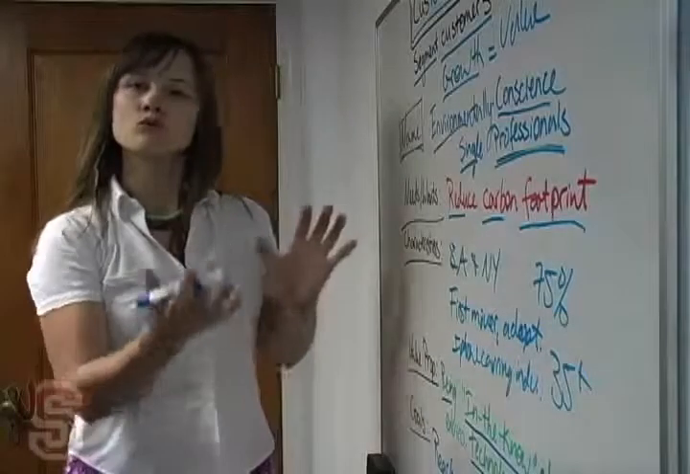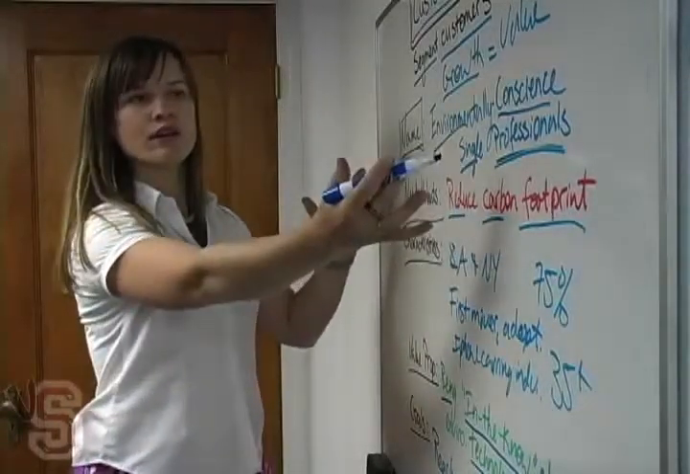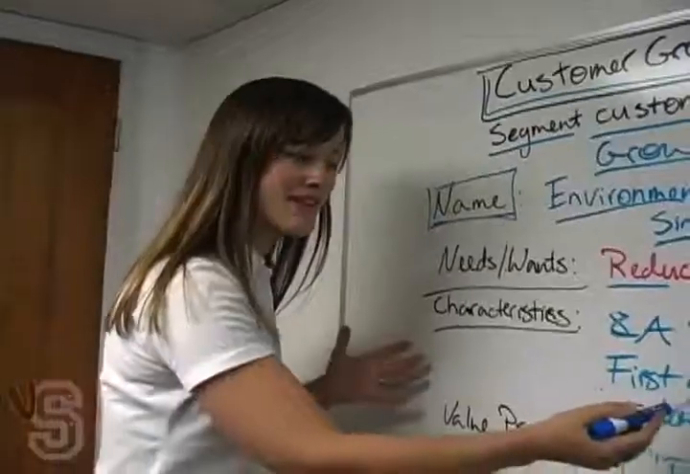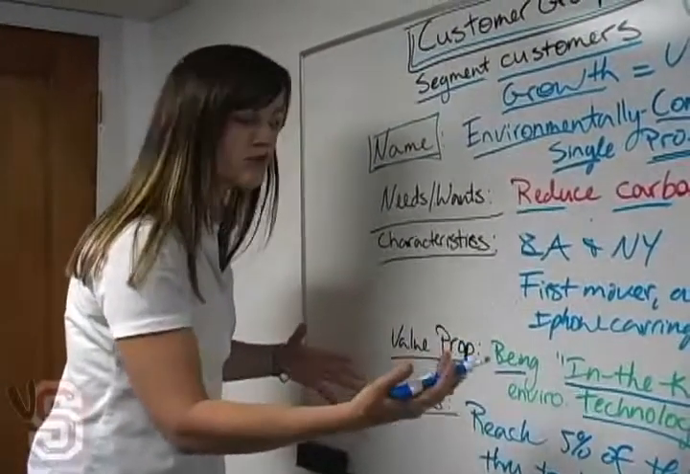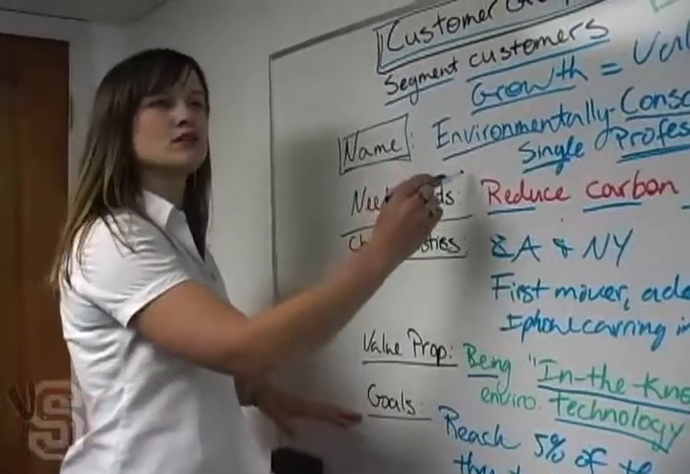Okay? So let's look through this again. We've segmented our customer by saying, who are they? What are they called? What are their needs and wants? What are their characteristics so we know how to get to them? What's the value proposition that we are providing to this group? And then what are the goals that we are setting in order to reach these people?